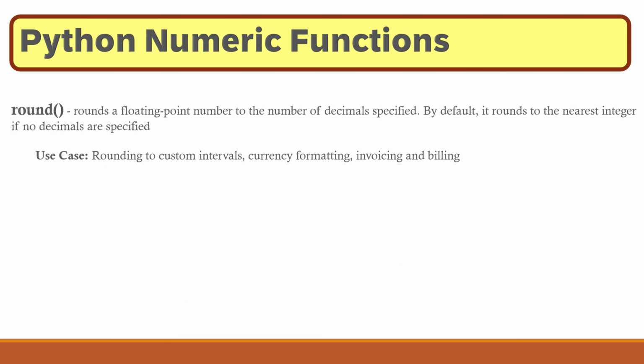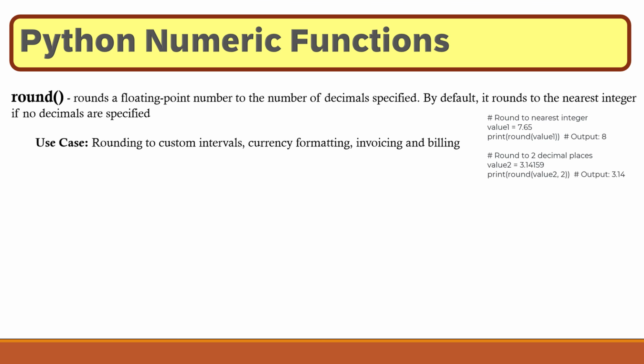Then we've got the round function, which rounds a floating point number to the number of decimals specified. By default, it rounds to the nearest integer if no decimals are specified. And a use case for this, actually I've got a few use cases, which is rounding to custom intervals, currency formatting and invoicing and billing.